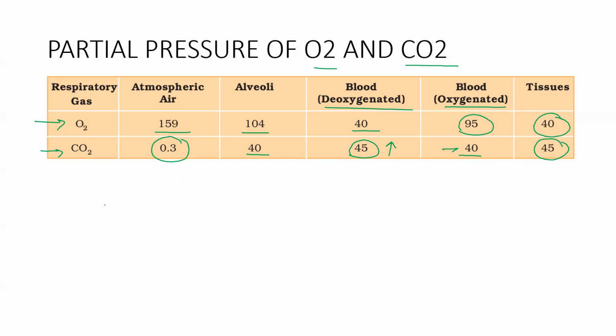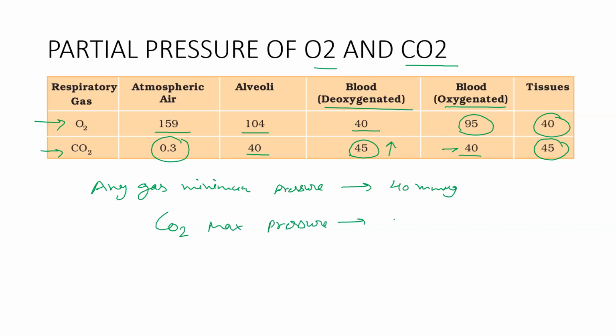One thing you have to remember: any gas's minimum pressure will not go below 40 mmHg. Also, CO2 maximum pressure will not go beyond 45 mmHg, because beyond this, CO2 becomes harmful for our body. Now let's draw a simple diagram to understand this.